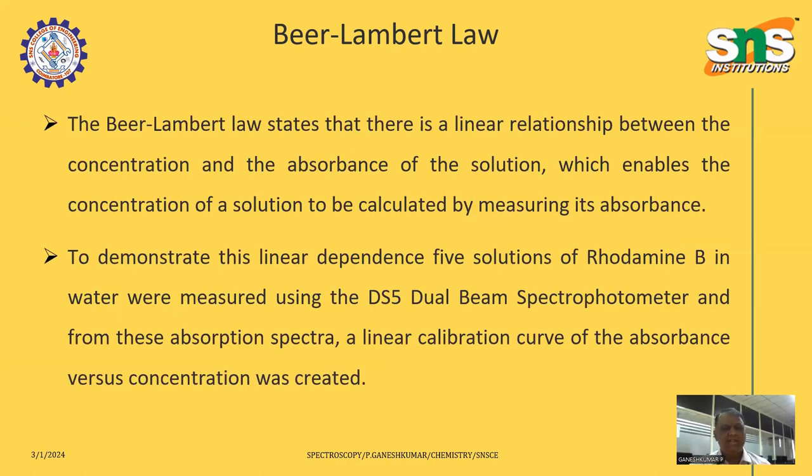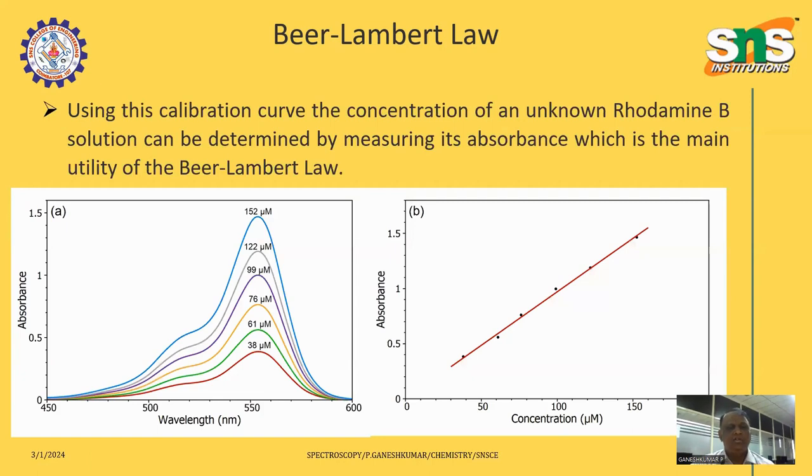To demonstrate this linear dependence, we have taken 5 different concentrations of rhodamine B in water and measured them using a dual beam spectrophotometer. And from these absorption spectra, a linear calibration curve of the absorption versus the concentration was created, since the absorption is directly related with the concentration. So these are the rhodamine B curves.